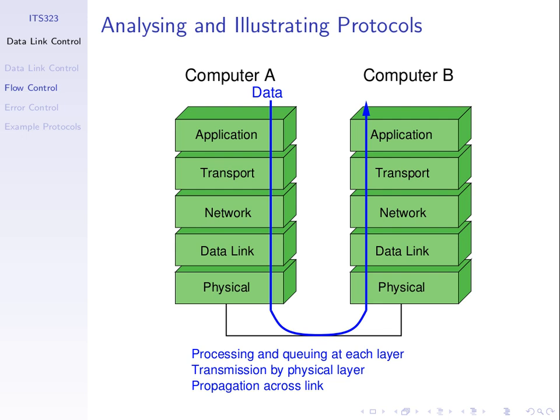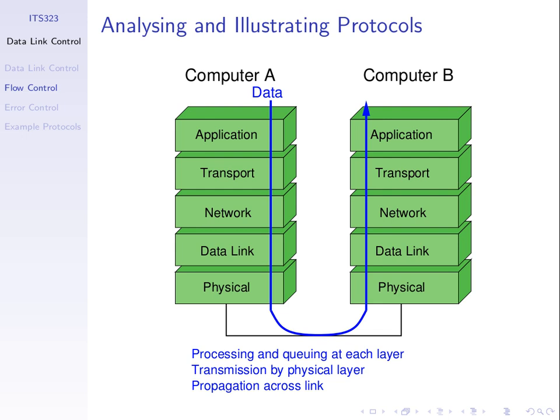And as those bits are received, the opposite is performed at the receiver. We process, pass it up, and eventually the original data is passed up to the user at computer B. That's the data flow through the layered stack. Now, coming back to delay, how long does it take to get the data from A to B?